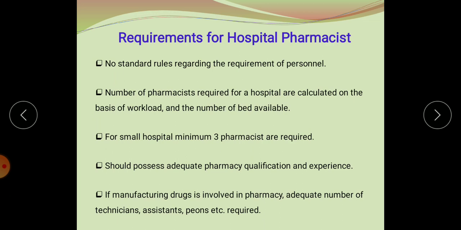Now it comes the requirements of the hospital pharmacist. In the hospital pharmacy, the most important role is played by the hospital pharmacist. So what is the basic requirement? There is no standard rule regarding the requirement of personnel. The number of pharmacists in a hospital are calculated on the base of the workload within the hospital and the number of beds available.